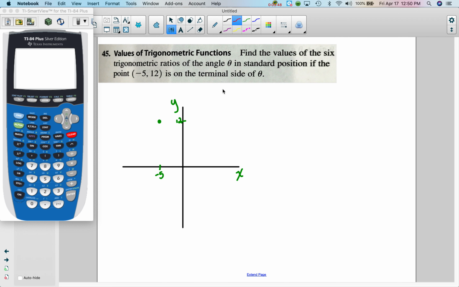Well, recall that your angle always starts on the positive x-axis. And now they're telling you that, let me do it this way so I can draw a straight line there, this is the terminal side. Okay, so here's my angle theta, and I'm trying to find those particular values.